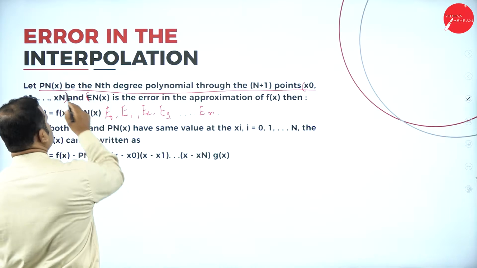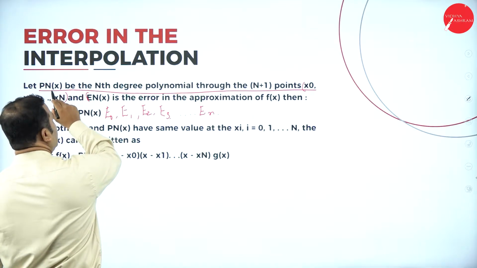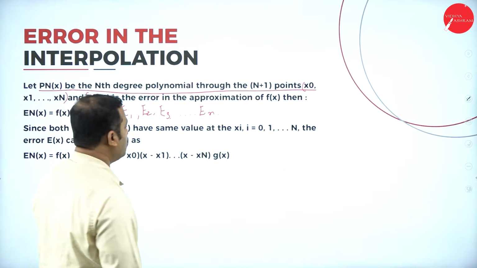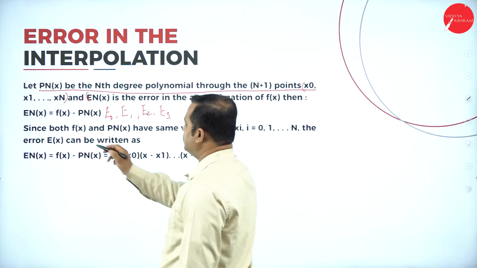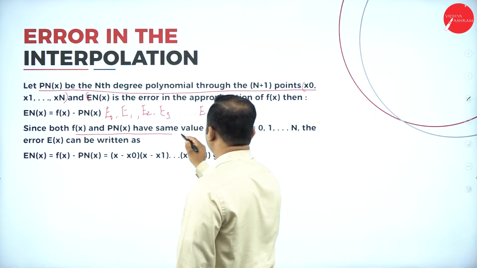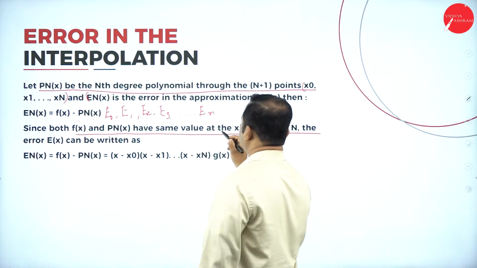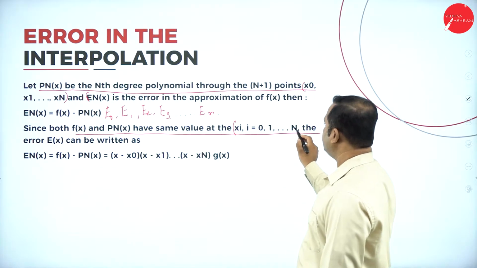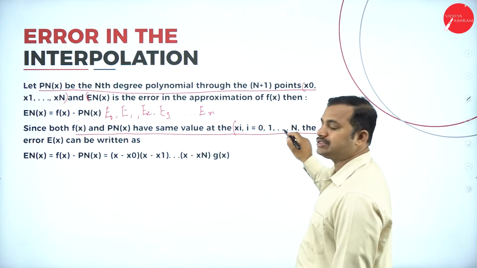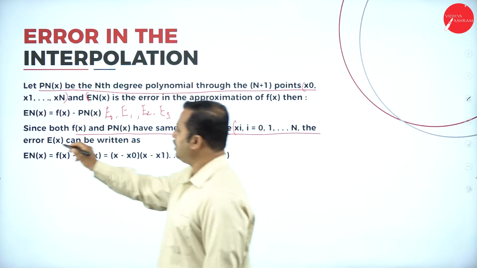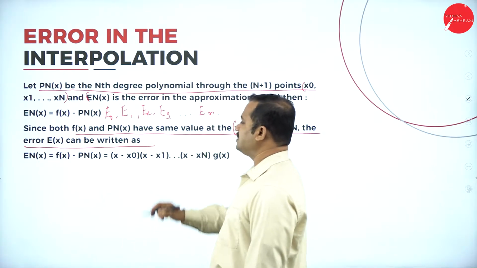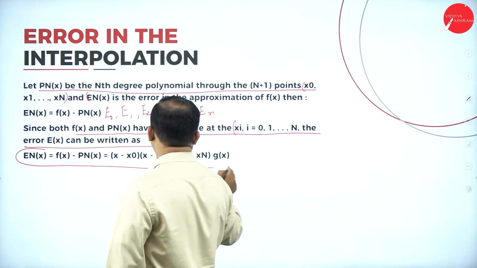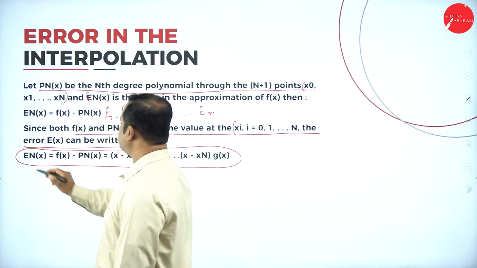So if that is the case, Pn of x indicates the nth degree polynomial. Since both f of x and Pn of x have the same values at the points xi, where i is equal to 0 to n, that means n plus 1 points, the error E of x can be written in this form, that is En of x equal to f of x minus Pn of x.